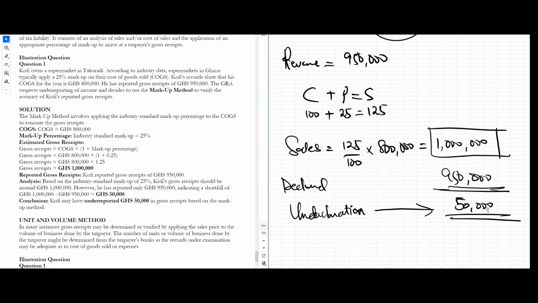He has underdeclared 50,000 based on the circumstantial evidence we have come up with. Does it make sense? Based on the industry standard markup of 25%, Kofi's gross receipt should be around 1 million. However, he has reported only 950, indicating a shortfall of 50,000. Kofi may have underreported gross receipts by 50,000 based on the markup method.